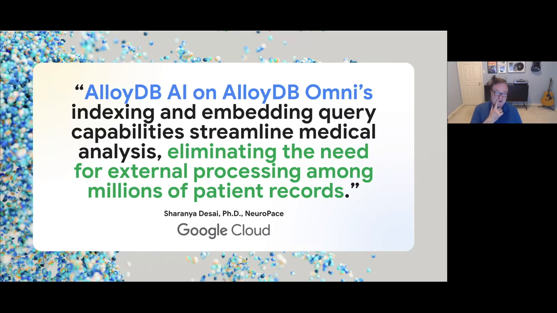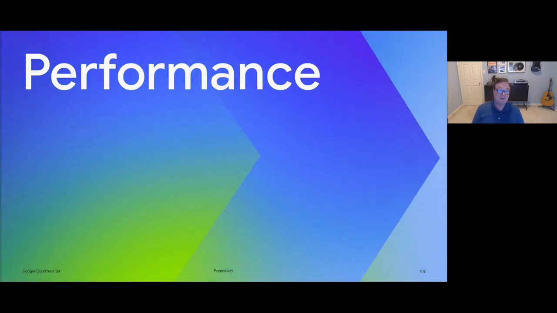Here's a quote from NeuroPace: AlloyDB AI and AlloyDB Omni's indexing and embedded query capabilities streamline medical analysis, eliminating the need for external processing among millions of patient records. Interesting. You mean you can put documents in Postgres and have very, very fast analysis of those documents? And the answer is yes. And that's one of the things I'm going to be demonstrating.